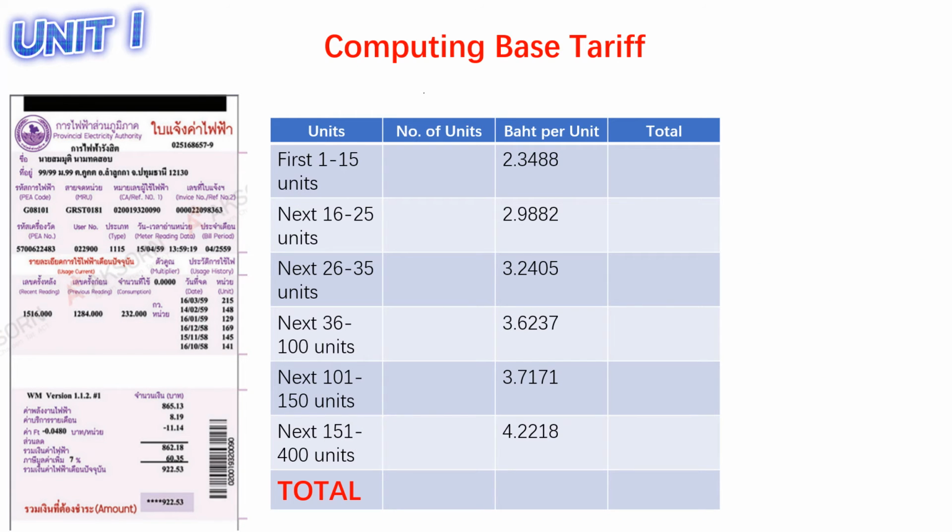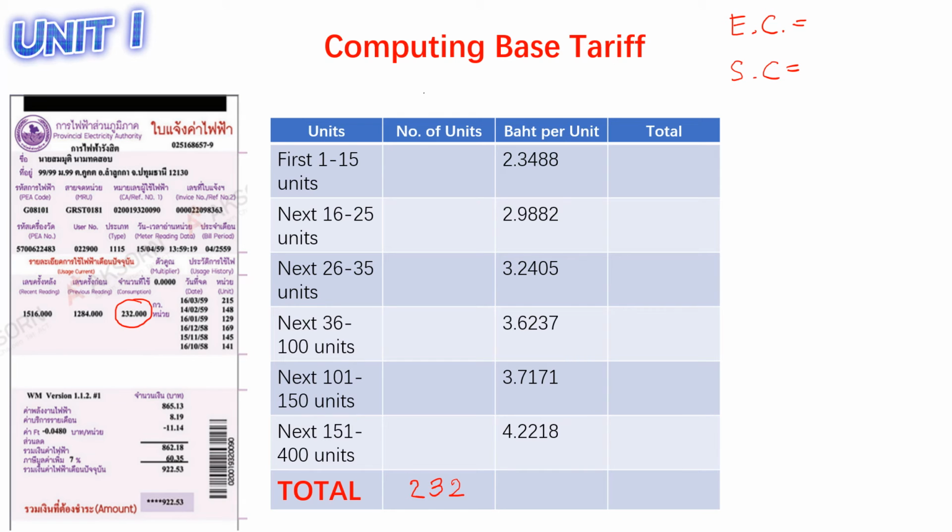Okay, now let's compute first your base tariff. Your base tariff has your energy charge, and you also have here your service charge. Let's compute first your energy charge. I already transferred some information from your table in your book, so all we have to do is to complete this one. Our total consumption here is 232.